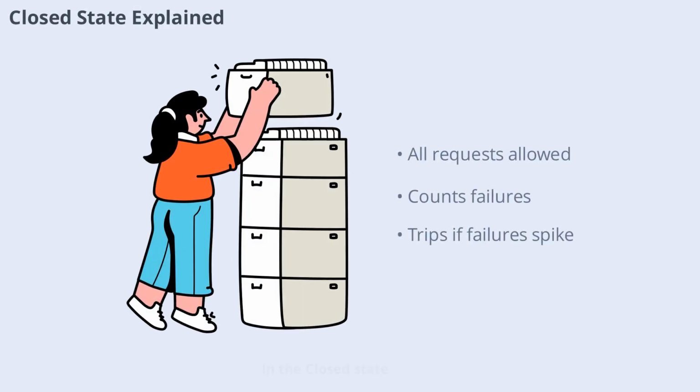In the closed state, the circuit breaker lets all requests pass through to the service. It keeps track of how many requests fail within a certain time window. If the number of failures stays below the threshold, everything continues as normal. But if too many failures happen in a short period, the breaker trips to the open state. This approach helps avoid overreacting to occasional minor glitches and only trips when there's a real problem.